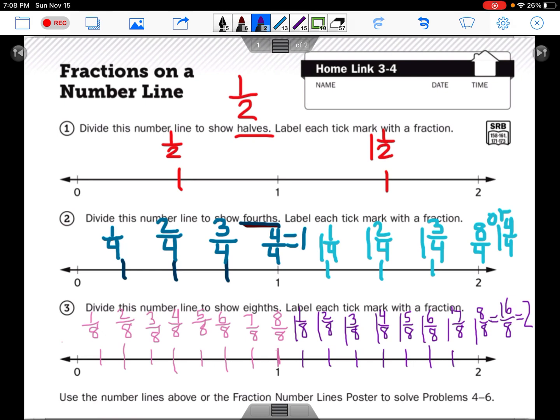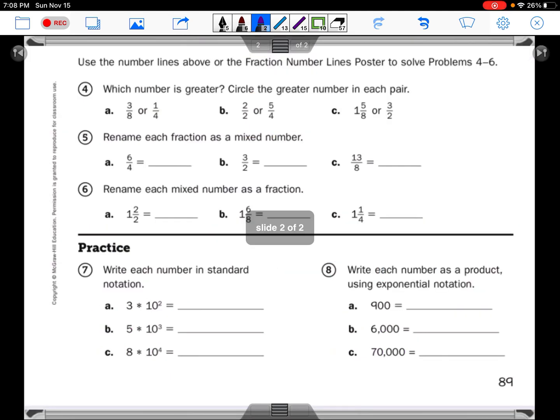Okay, we're going to keep going on number 4. If you're not caught up, push pause and get caught up. And then when you're ready, push play so we can go on to number 4 all the way through 8. Which number is greater? Circle the greater number in each pair.